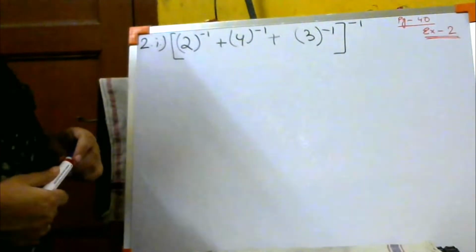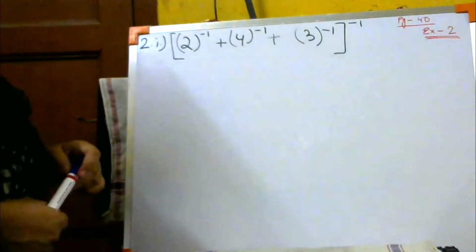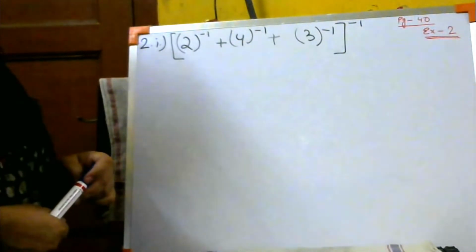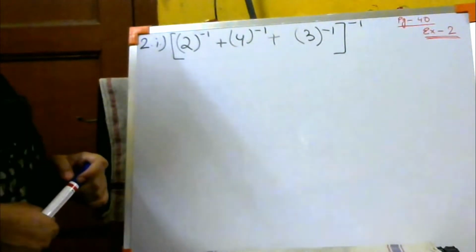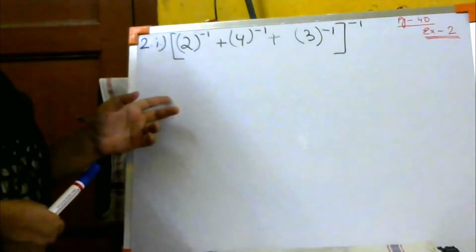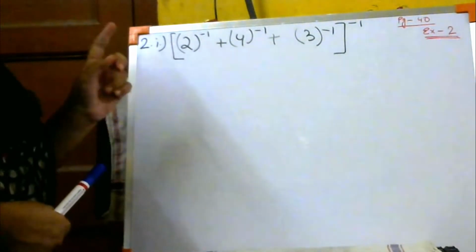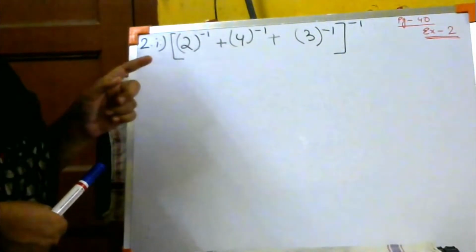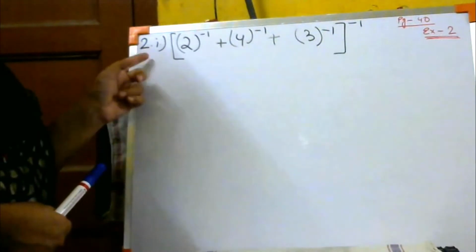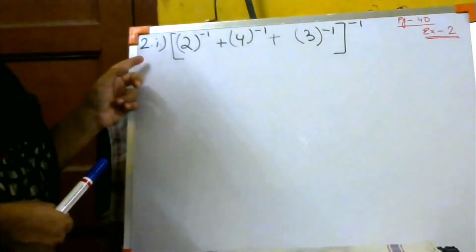Good morning, class. Yesterday we learned about the laws of exponents. The previous class we learned about the laws of exponents and how to apply them in different kinds of sums. Today we are going to do the sums of your book. So open your book to page number 40, exercise 2. There's only one exercise in that chapter on page number 40. The first sum that we are going to do is 2 part 1.